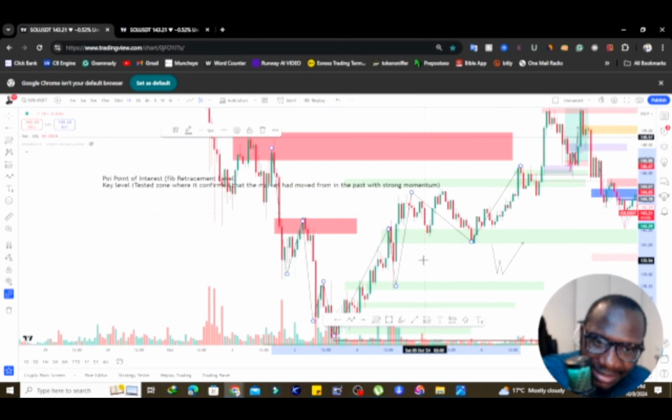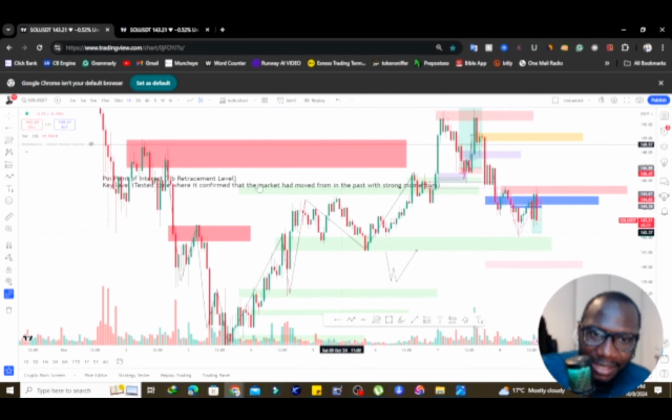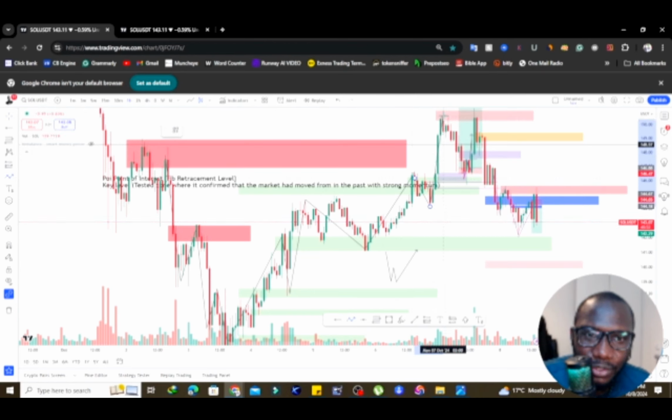You can see I marked it green, I marked here green, this place is also green, this place is green. These are the structures of the market. Then what happens next? The market comes here, creates a pullback, then it comes to this point. Then now the market came down. When the market came here, this place is a point of interest for me, because based on Fibonacci retracement, this is like a 61.8.